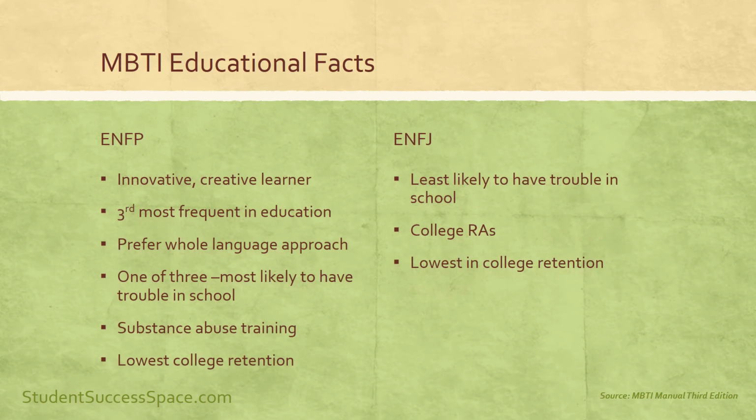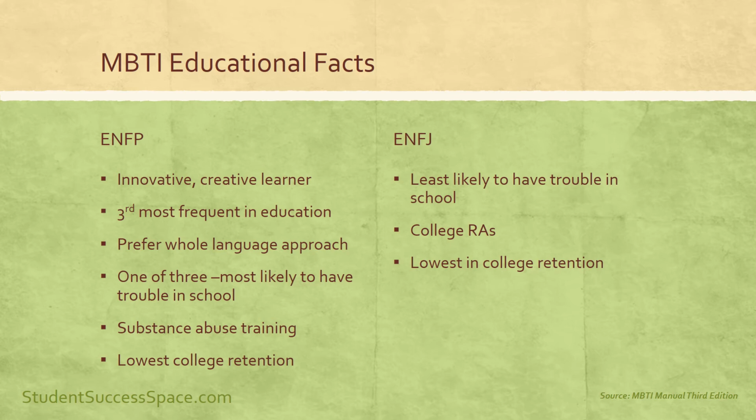An ENFP tends to be highly represented academically with the most talented students between 3rd and 6th grade. They are an innovative, creative learner. They tend to really see student behaviors as serious problems, though, when they are in an educational role. They're the 3rd most frequent type among education majors, and as teachers, they really prefer a whole language approach when they are doing reading and writing instruction.